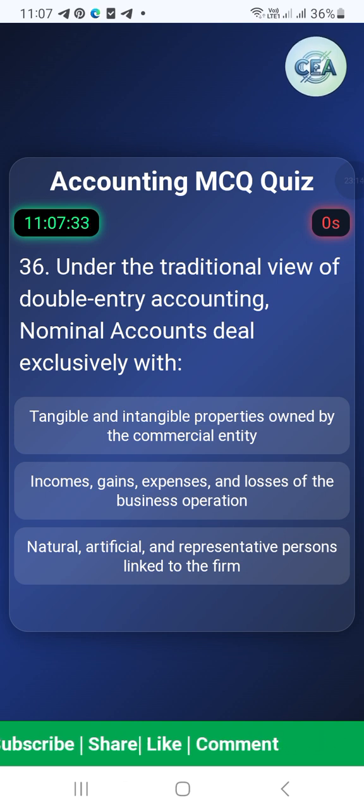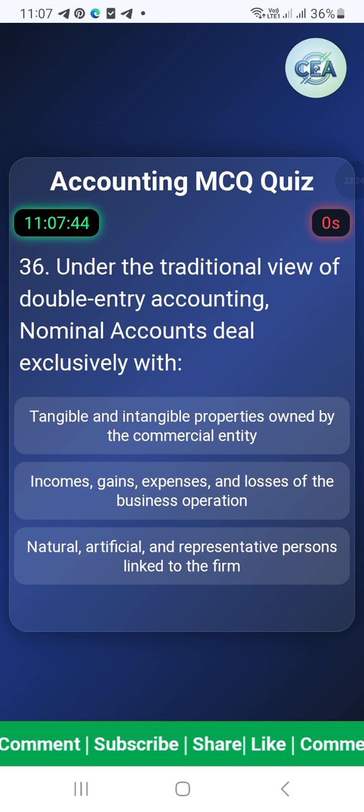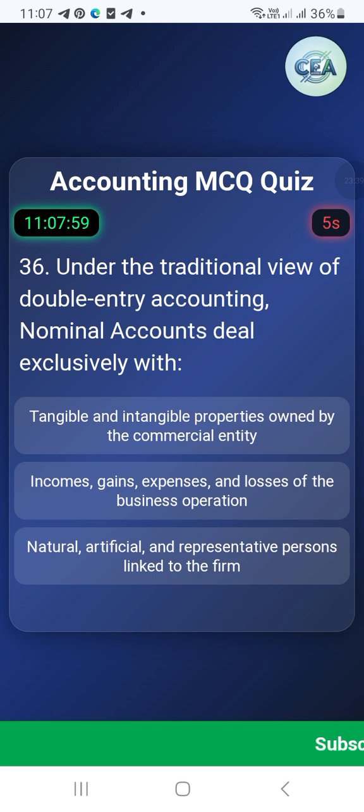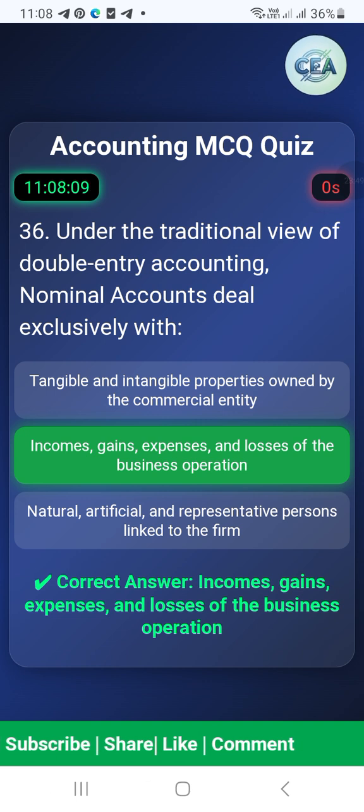36. Under the traditional view of double entry accounting, nominal accounts deal exclusively with Option 1. Tangible and intangible properties owned by the commercial entity. Option 2. Incomes, gains, expenses, and losses of the business operation. Option 3. Natural, artificial, and representative persons linked to the firm. Correct answer is incomes, gains, expenses, and losses of the business operation.